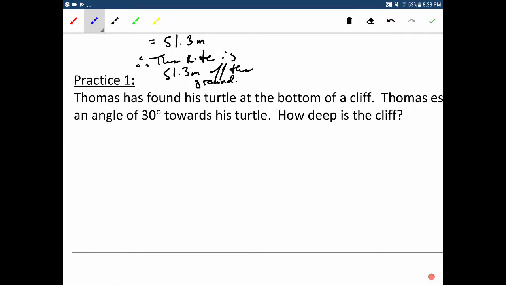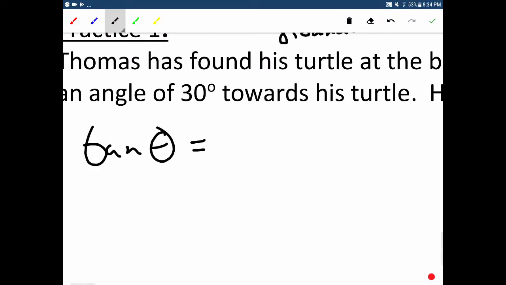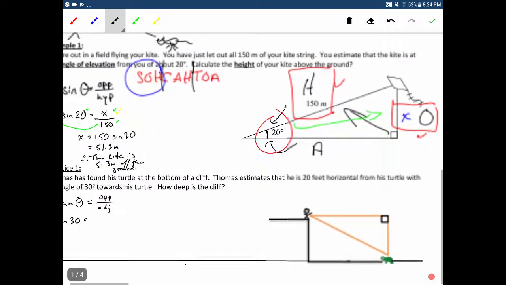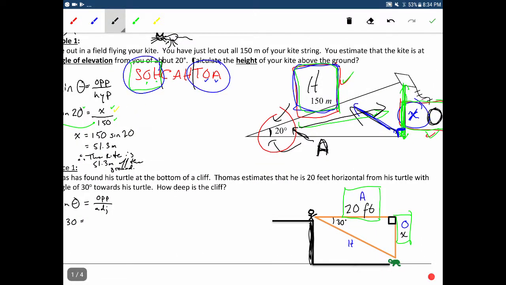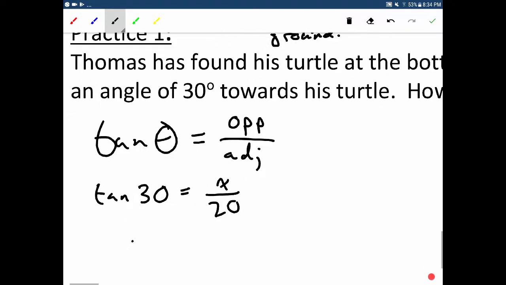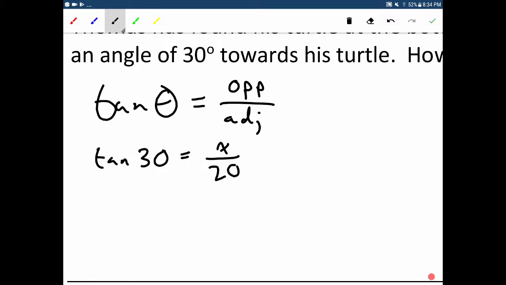So we say tan theta is equal to opposite over adjacent. Again, you can just write O and A. It doesn't make a difference. And we sub in what we know. So tan 30 is equal to, let me just jump over to the diagram. I had O as x and A is 20. So x over 20. Once again, I'm just going to multiply both sides by 20, so I get that x is equal to 20 tan 30.